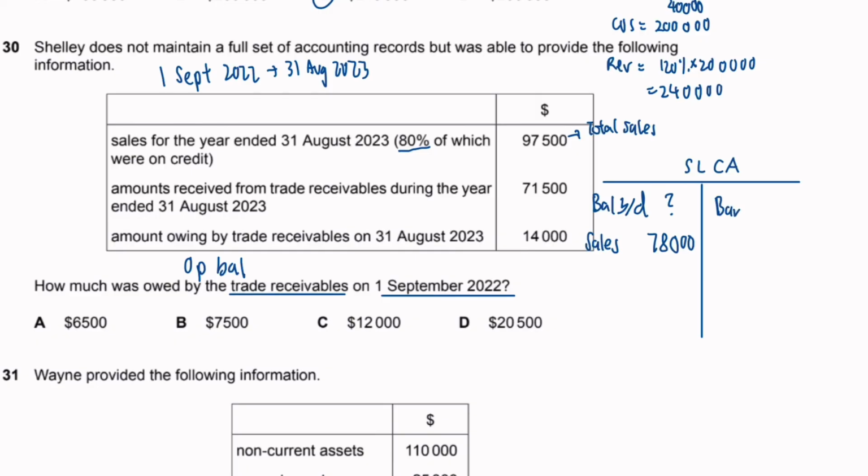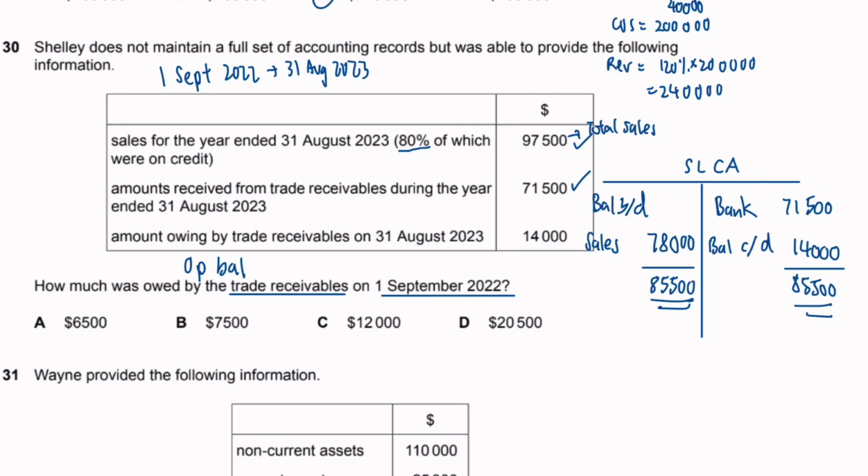Second, amounts received from trade receivable during the year is 71,500. This is bank, so you credit sales ledger control account. Okay, done. Third one, amount owing by trade receivable on 31st August 2023 is 14,000. This one is your balance c/d. So you just put it in, total up the column, then you use this total minus your 78,000. Then you get your opening balance. You'll get 7,500. B is the correct answer.